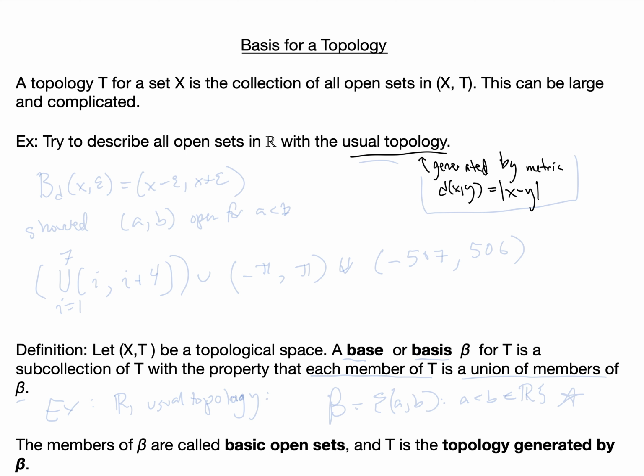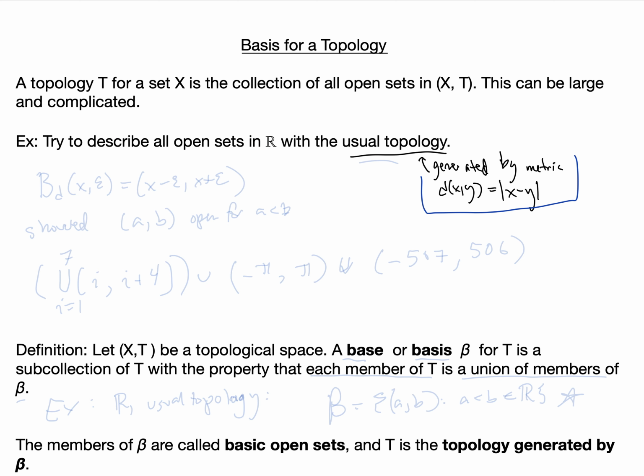In this video, we're going to talk about a basis for a topology. So we know that a topology tau for a set X is the collection of all open sets in that topological space. And that collection of open sets can be large and complicated. So for example, if we try to describe all open sets in the real numbers with the usual topology, meaning generated by the usual metric, the distance between x and y is the absolute value of x minus y.